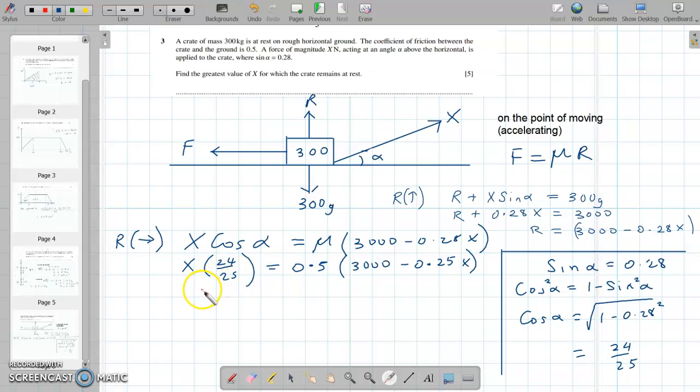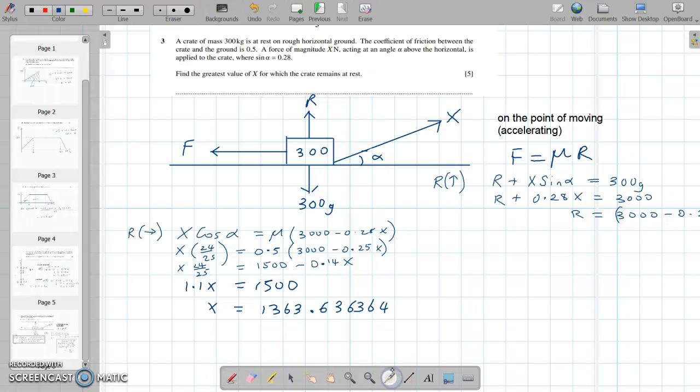So we just need to solve for X. Multiplying the brackets out here, we have X times 24 over 25 equals 1500 minus 0.14X. So take the X over here. Finish it off: 1.1X equals 1500. So divide by 1.1. X is 1363.6. And you can round appropriately.